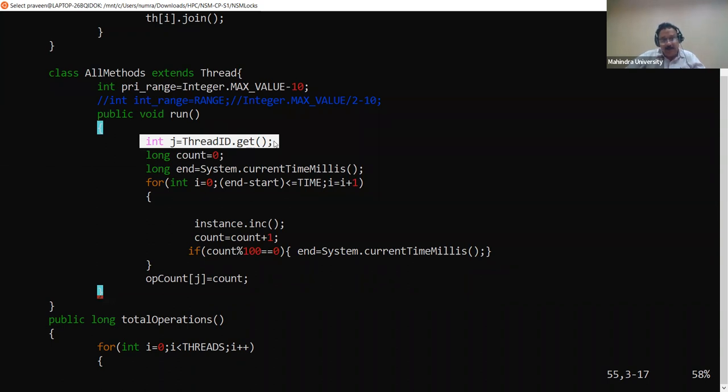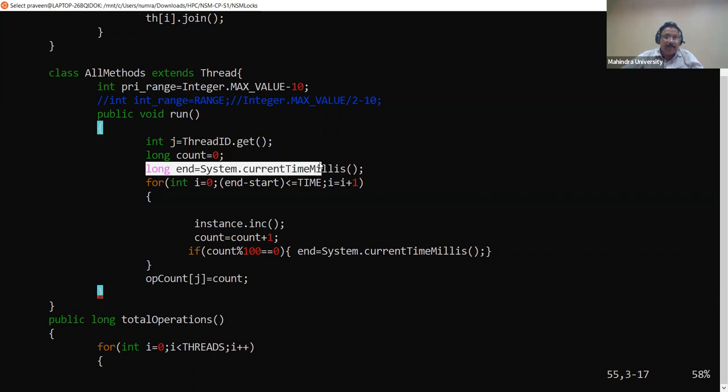J equal to thread ID dot get. We'll get the particular thread ID. Next, count is initialized with zero, and that is for our profiling purpose. Next, when you look at this statement, System dot currentTimeMillis, we'll get the particular system time. Yes, we are going to calculate end minus start.